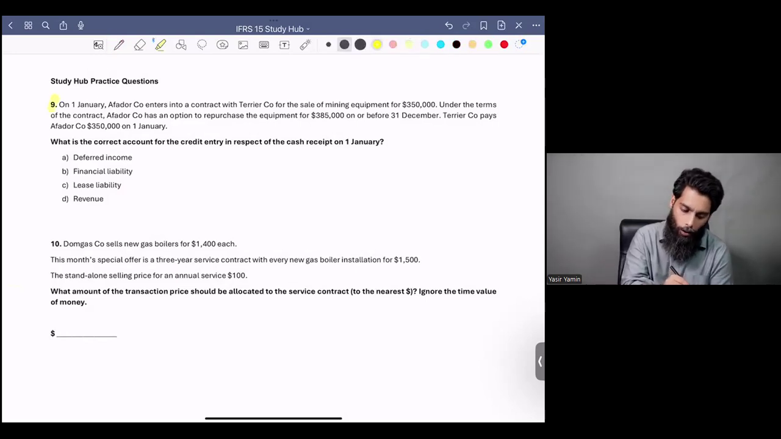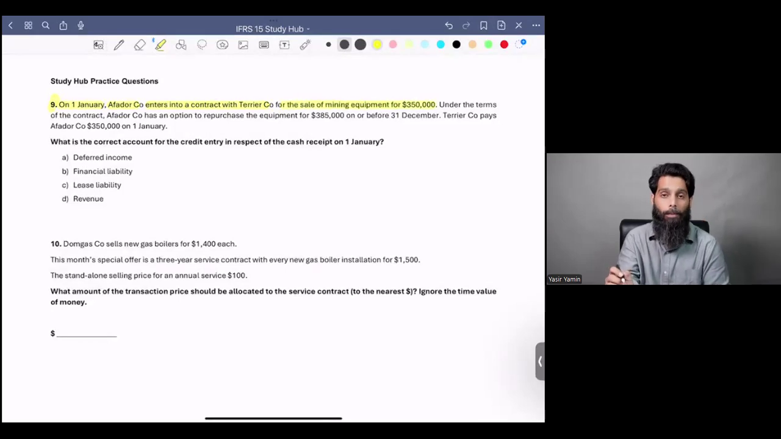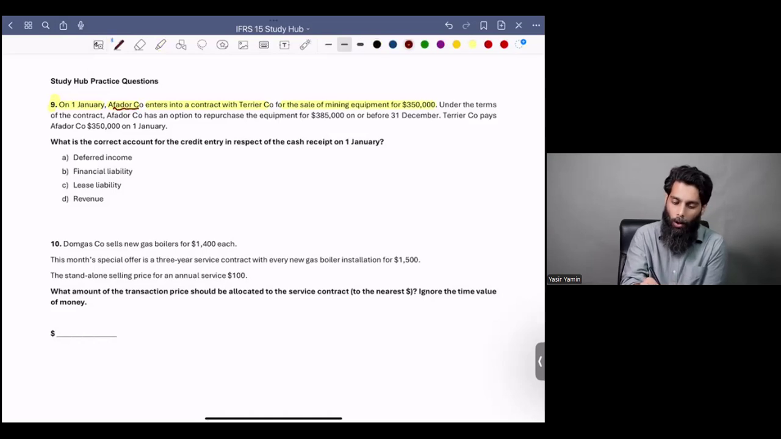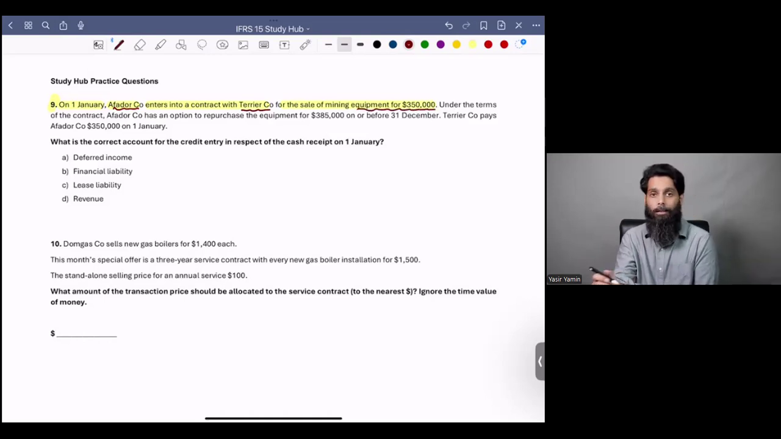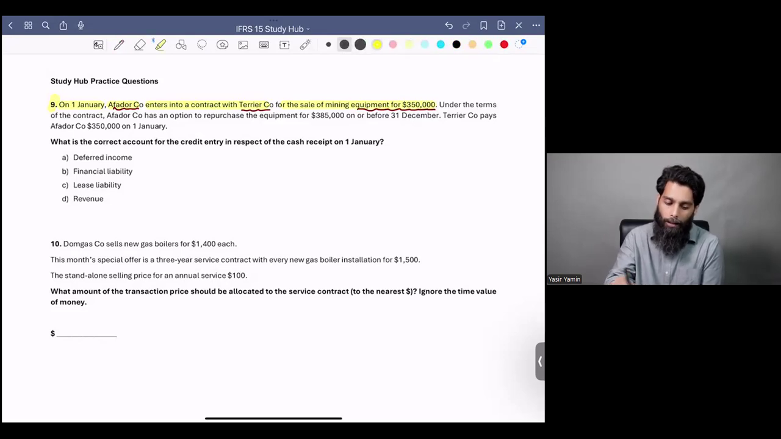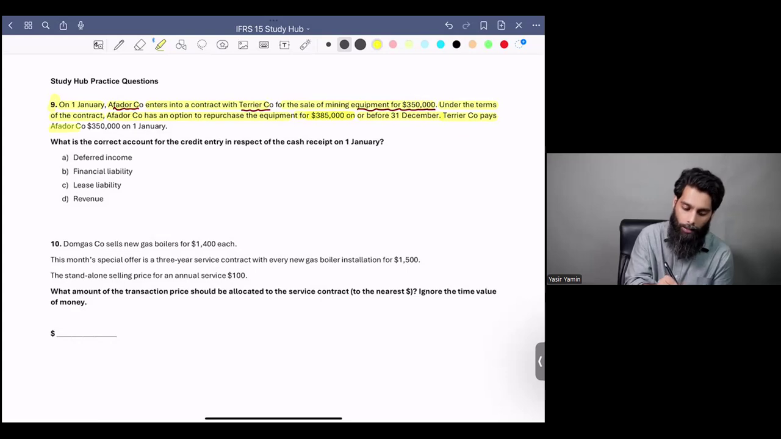Question 9. On 1st January, Ecuador enters into a contract with Terror for the sale of mining equipment for $350,000. Now, there is a company whose name is Ecuador. They have entered into a contract with Terror to sell mining equipment for $350,000. This is the transaction price. Under the terms of the contract, Ecuador company has an option to repurchase the equipment for $385,000 on or before 31st December. Terror company pays Ecuador company $350,000 on 1st of January.